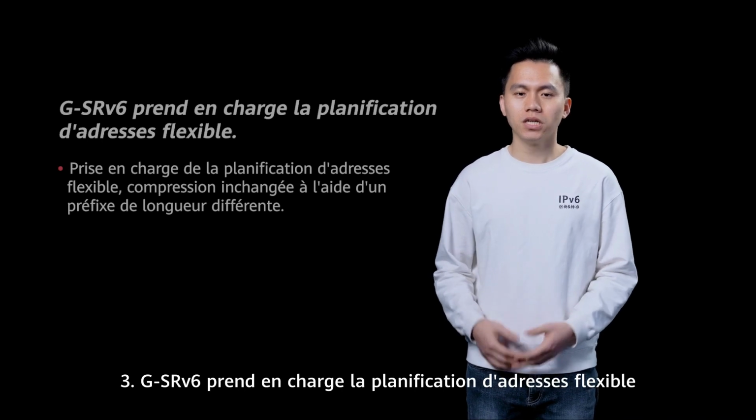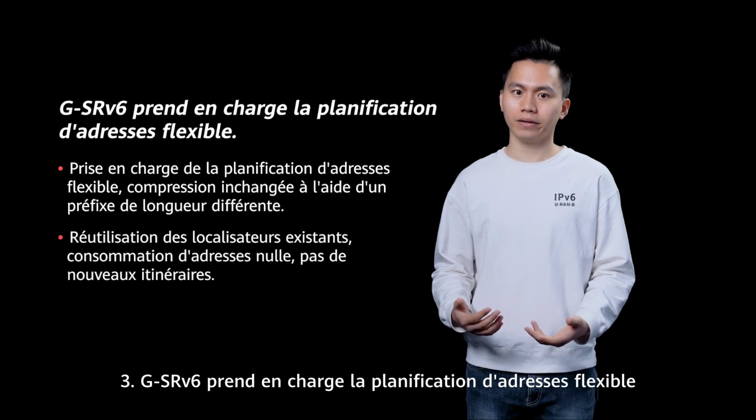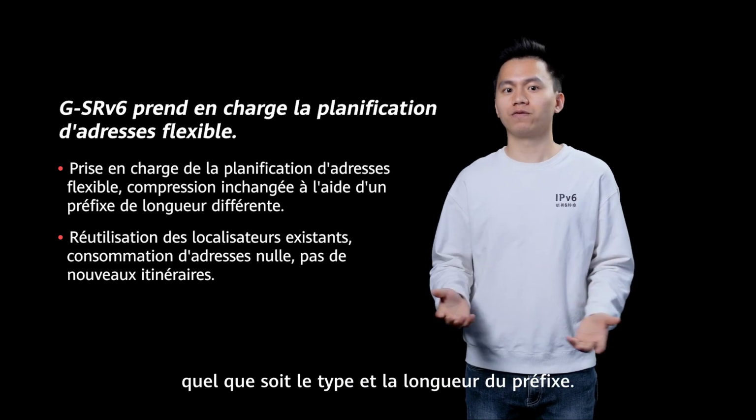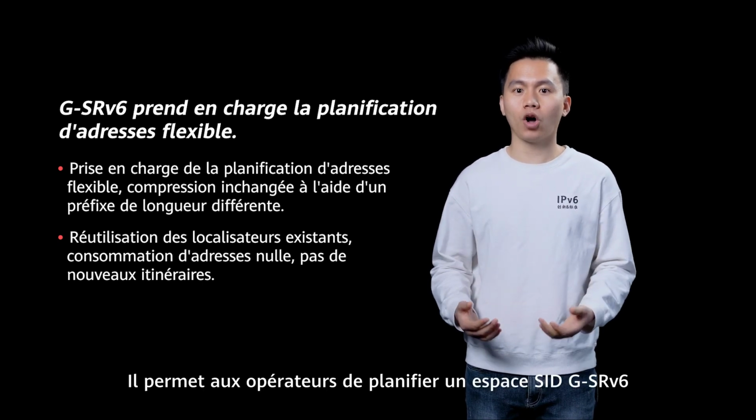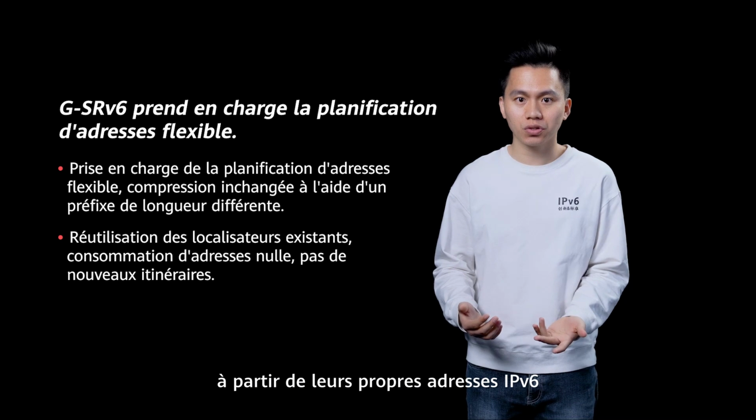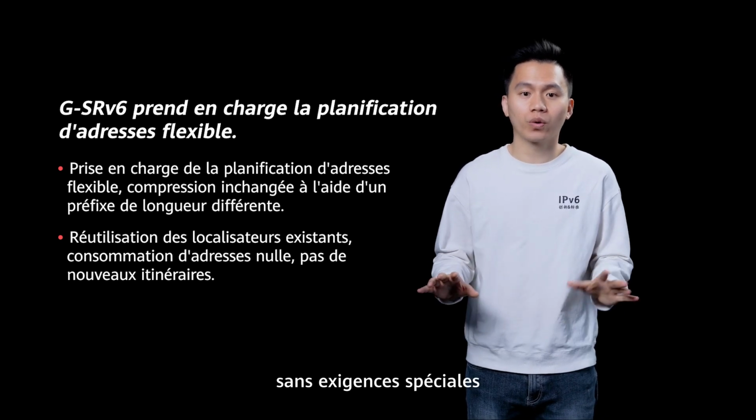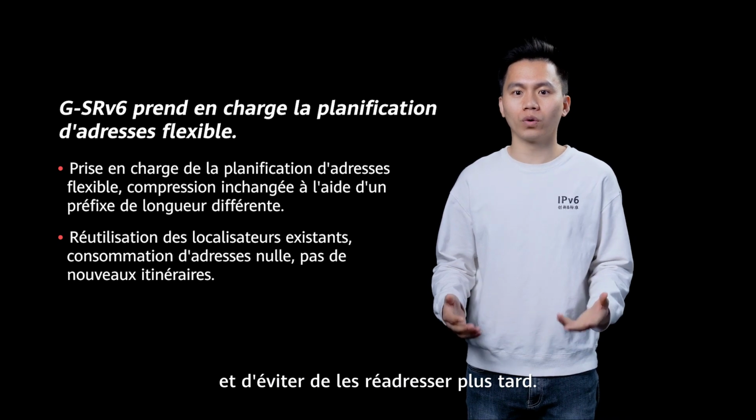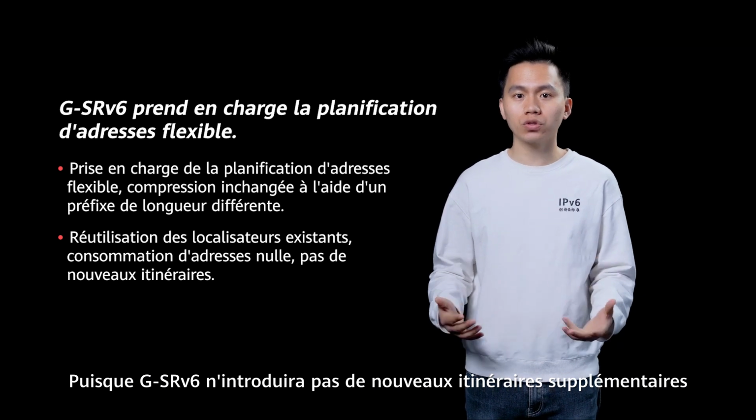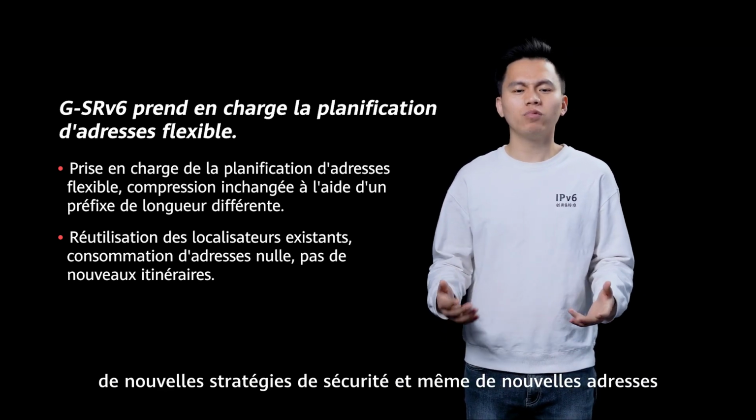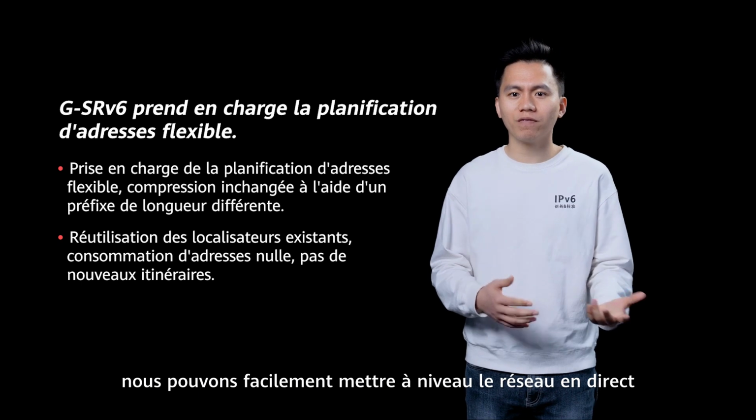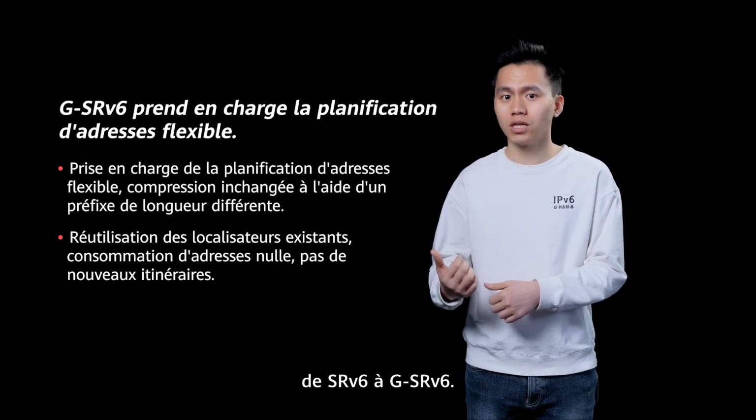The third one is that G-SRv6 supports flexible address planning, consuming fewer addresses. It can provide stable compression regardless of the prefix type and length, and it allows operators to plan the G-SRv6 SID space based on their own IPv6 address without any special requirement. And also we can avoid readdressing in the future. Since G-SRv6 will not introduce new extra rules, security policies, or even new addresses compared to SRv6, we can smoothly upgrade the live network from SRv6 to G-SRv6.